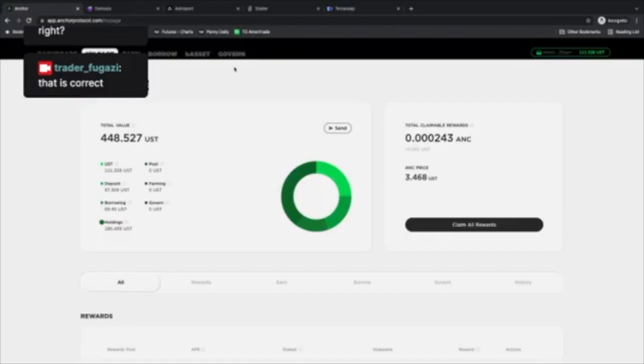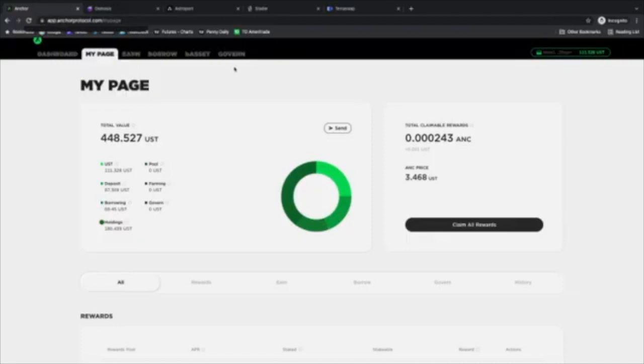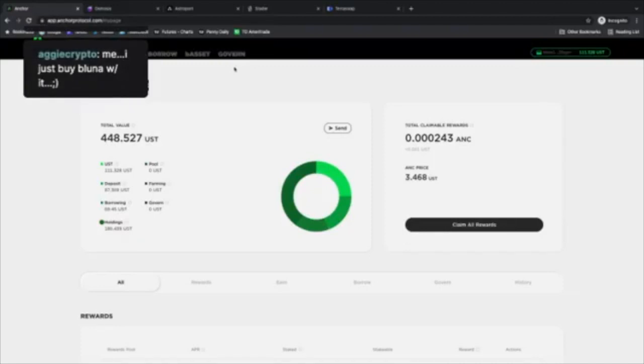Does that make sense to everybody? Because I'm using my ANC tokens instead of paying back the loan. It's almost no different than taking on more loan because your loan's value is rising every day. Yep, yeah, that definitely makes sense.